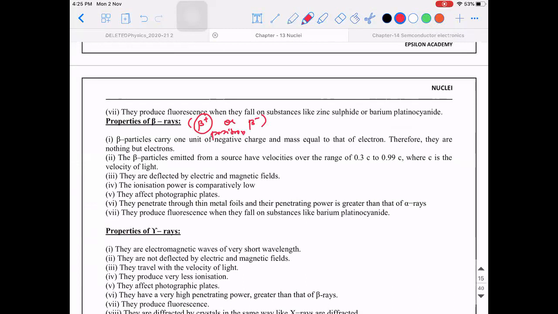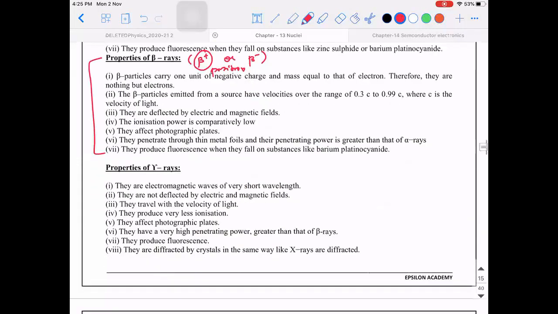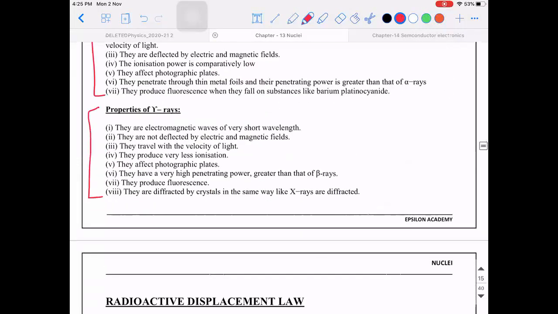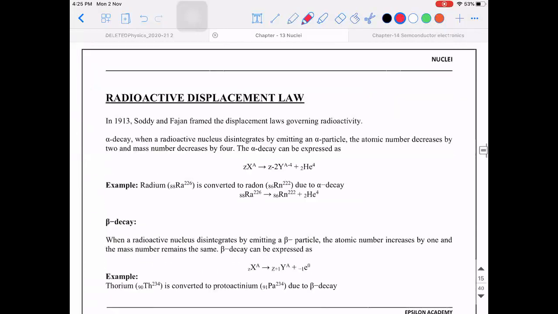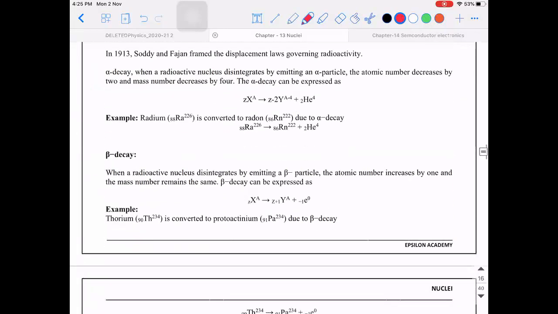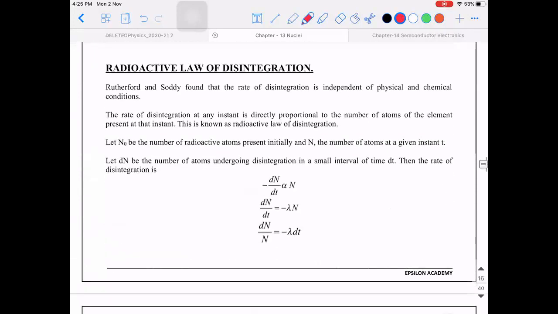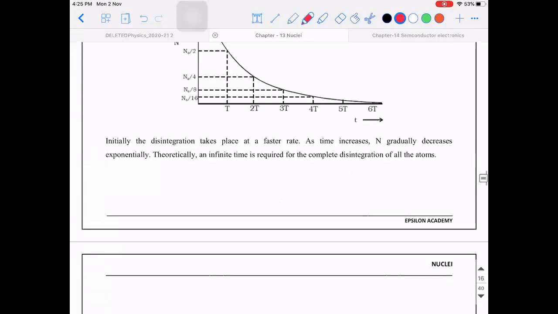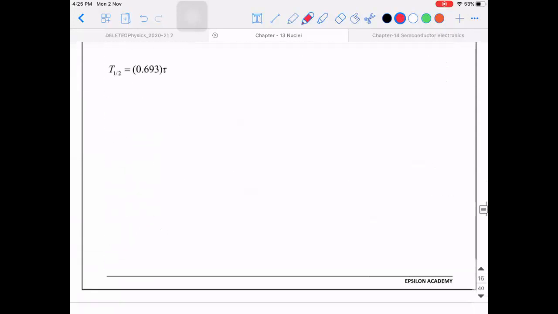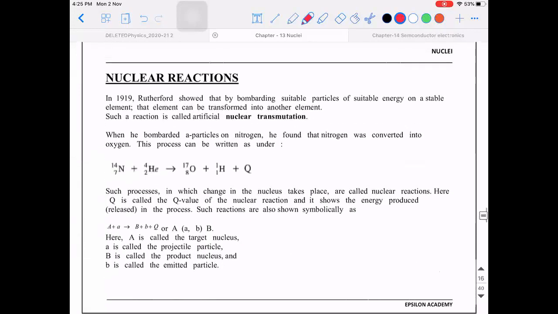Positron. And there are some more properties given here. This also you can read. Similarly, properties of gamma rays also you can read. Okay. So this radioactive disintegration law and all is not needed with the current theory. So why I explained radioactivity is because radioactivity is a natural process of disintegration.